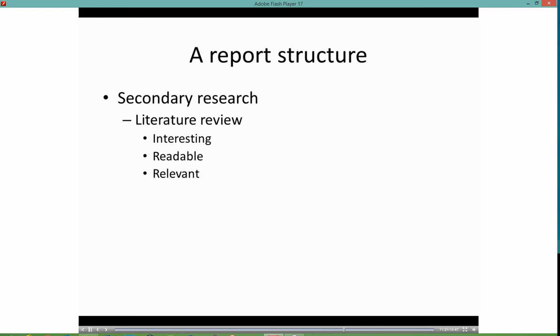In the chapter describing your secondary research, you write the literature review, which is a review of the expert opinion you have discovered in journal articles, refereed conference papers, and books. Remember to make this interesting, readable, and relevant to your project.